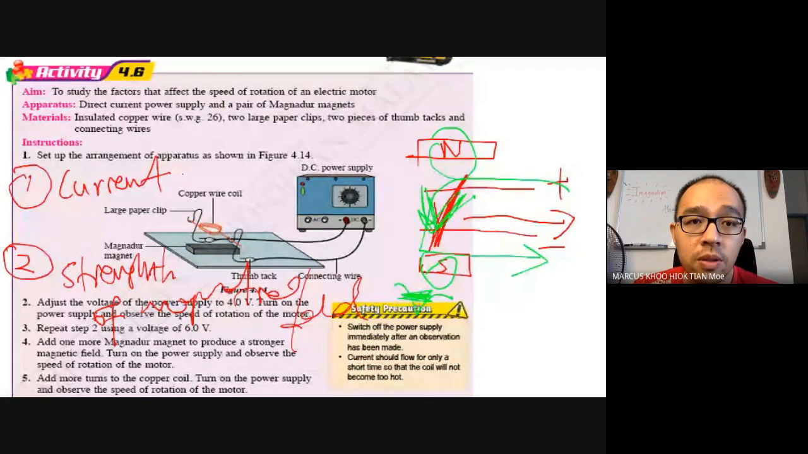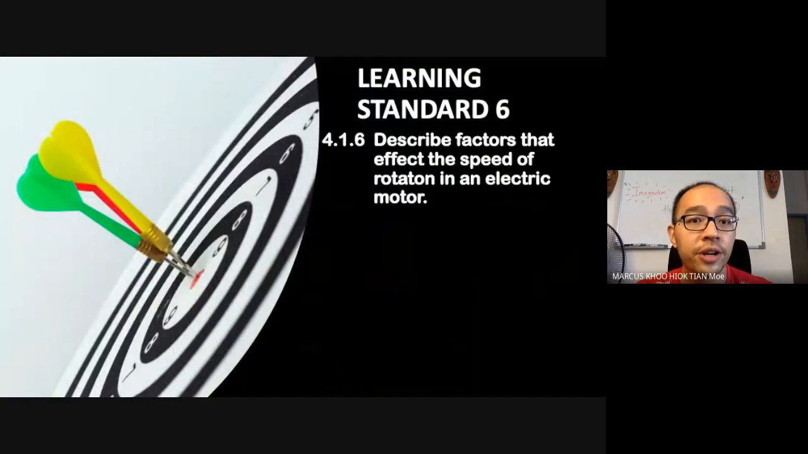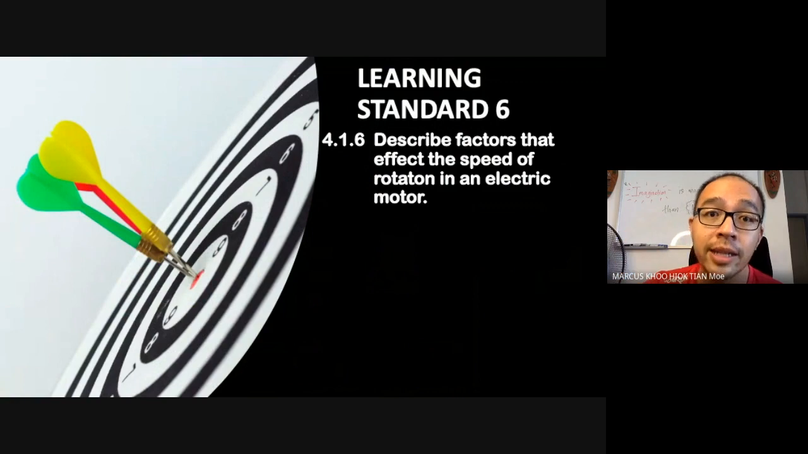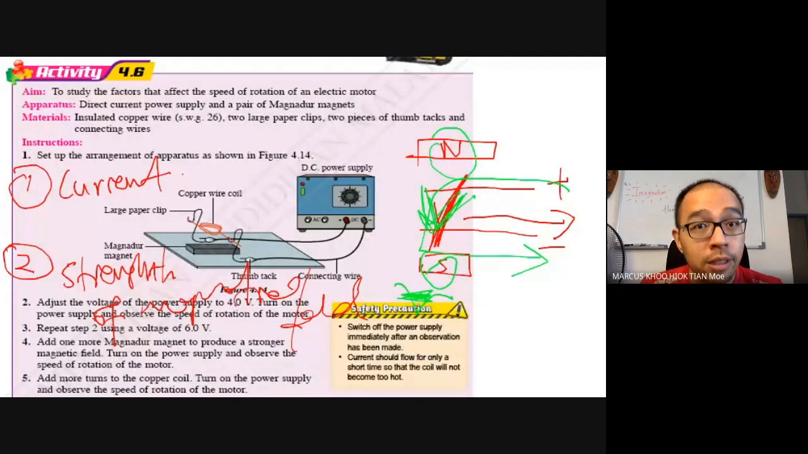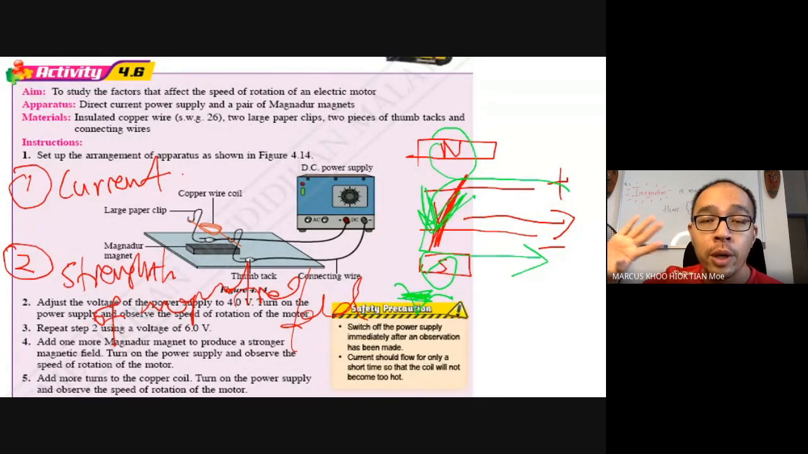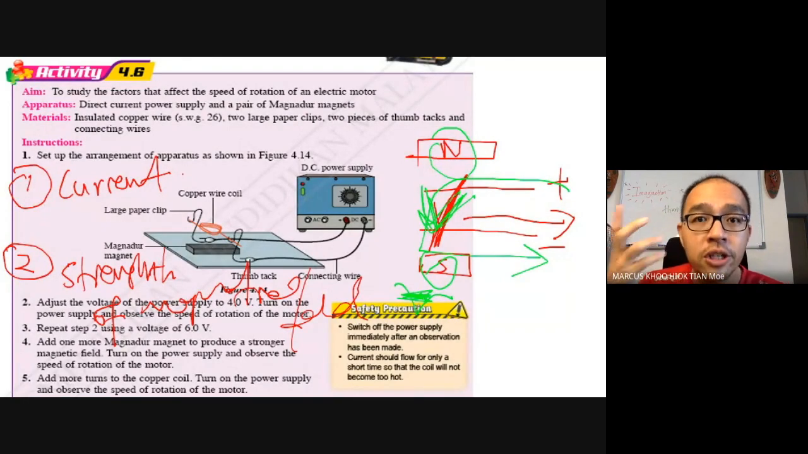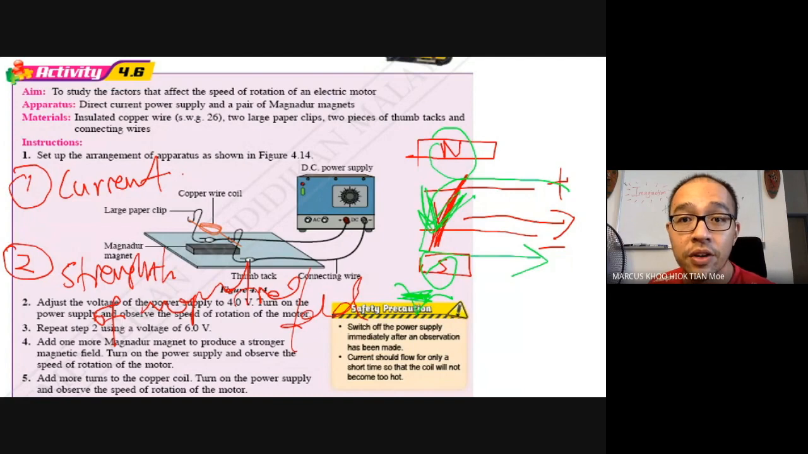Okay, so today we're talking about the same thing, except that we're now transferring it to the speed of rotation in an electric motor. It works around the same principle, and we can always use our fan to help us with this. When we change the current, we change the speed of the rotation. When we change the strength of the magnetic field, if we use a bigger, stronger magnet, it's going to produce a bigger or faster rotation.